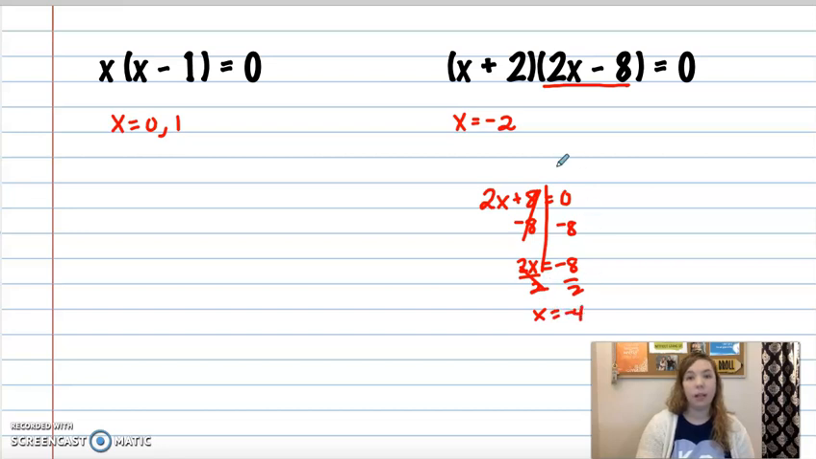So this one should be negative 4. So I need a negative 2 and a negative 4. So when they're just like this, it's usually pretty obvious. If it's less obvious, you can always set it equal to 0 and solve the two-step.